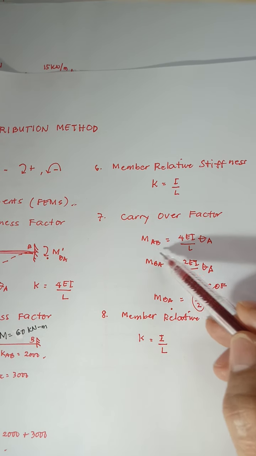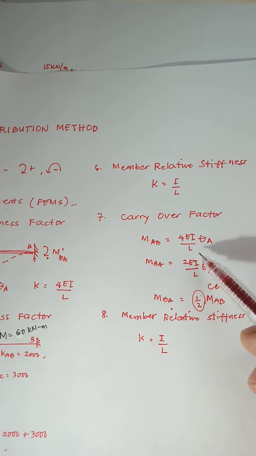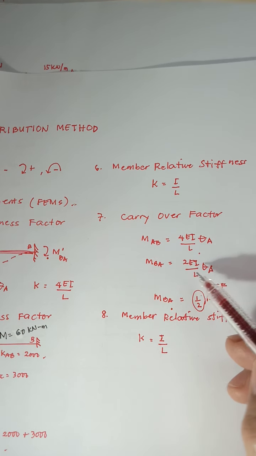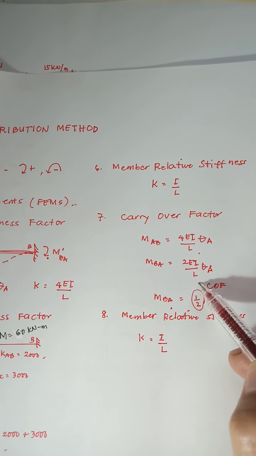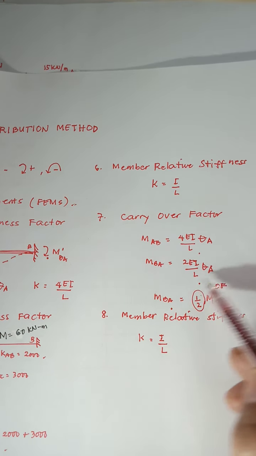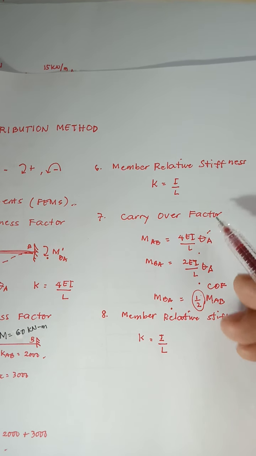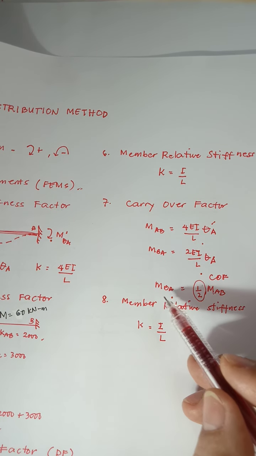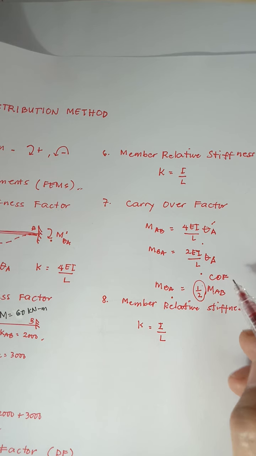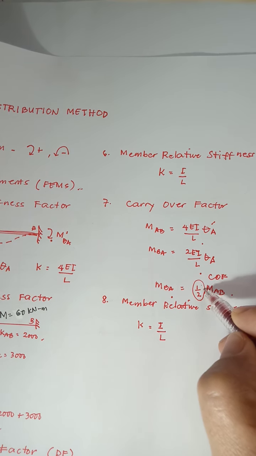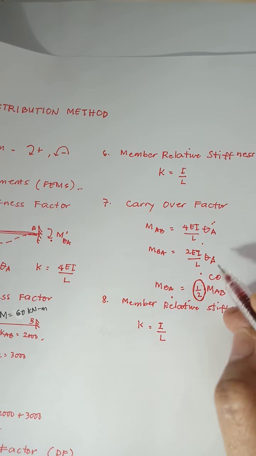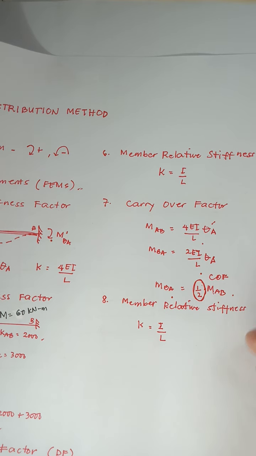MAB is 4EI theta A over L, and MBA is 2EI theta A over L. So MBA is 1/2 of this. That is why you can say that MBA is equal to 1/2 of MAB, and this 1/2 here is called the carryover factor.